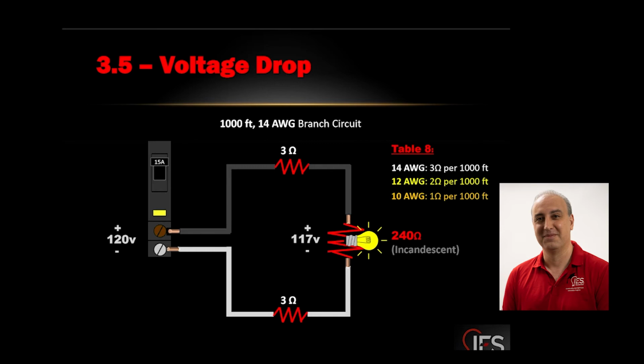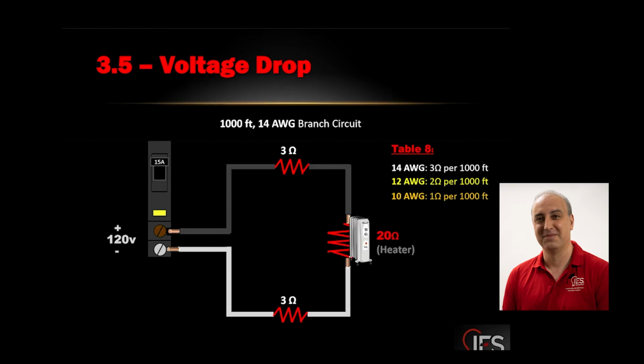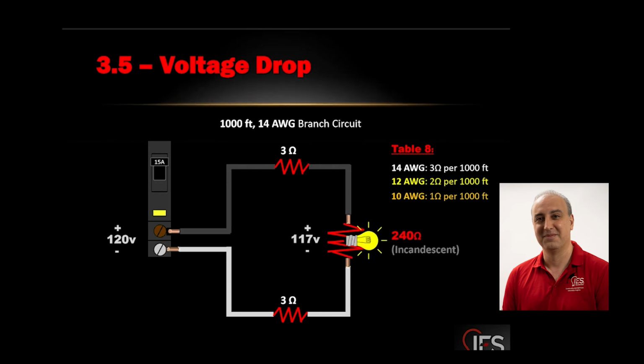Is that a big deal? 117? No. We call it 110 volt system sometimes, right? So who cares about 3? No big deal. But what if it wasn't a light bulb? What if I had a heater, a water heater, something low resistance, like this heater, if you had 20 ohm resistance, now look what you're adding. In the last example, 6 ohm compared to 240 ohms. That's 40 times more. So the voltage drop is very little.